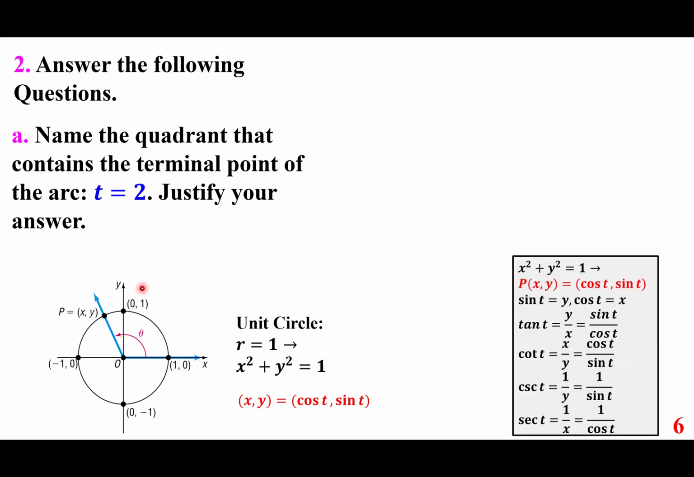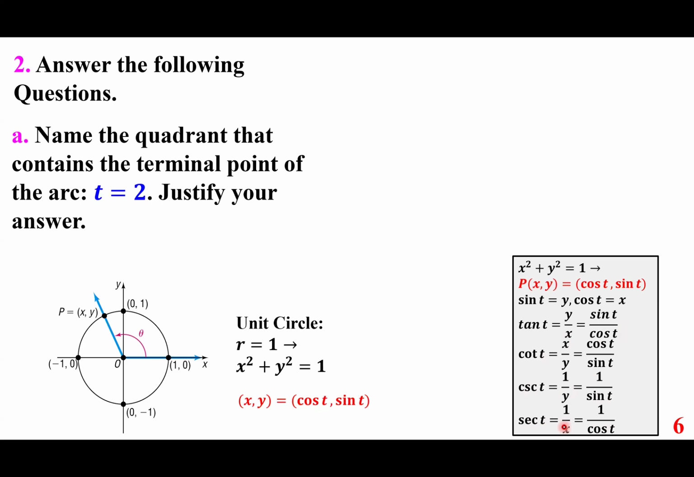And we have x squared plus y squared equals 1. P has coordinates x, y, where it's cosine t and sine t. Sine represents y, cosine represents x. And tangent is y over x or sine over cosine. Cotangent is the reciprocal of that, x over y or cosine over sine. Cosecant is 1 over sine or 1 over y. Secant is 1 over cosine or 1 over x.